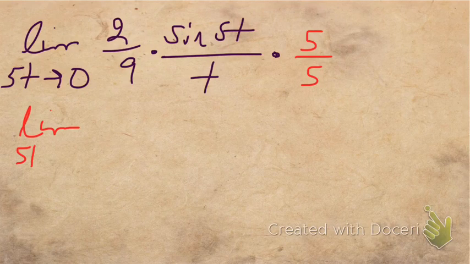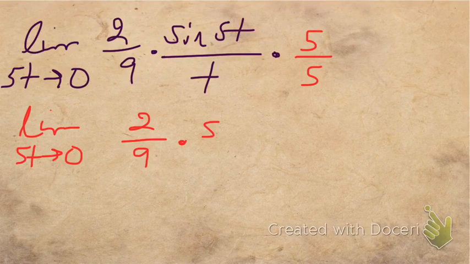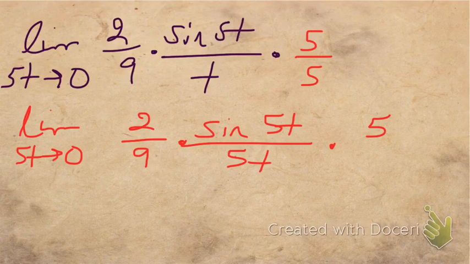Well, that's the limit as something goes to 0. We'll call this 2/9, and we'll rearrange things. Remember that commutative property of multiplication? Still have the sine of 5t. Now it's divided by 5t, but there is a 5 up here still, and no longer in the bottom.